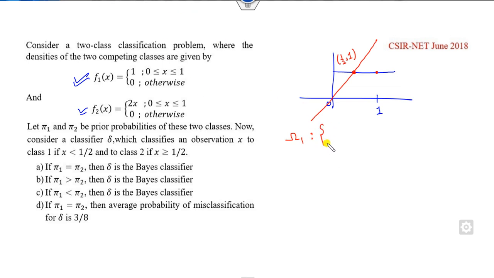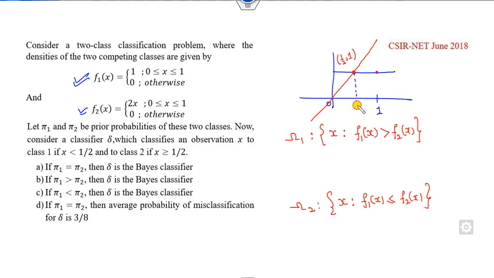You can consider all those x such that f1 of x is greater than f2 of x, while class 2 is the collection of all those x such that f1 x is less than or equal to f2 x. Now you can see graphically, this point is my half. When I consider 0 to half, this is my f2, this is my f1. You can see this value is always greater than this. It means x is in (0, half), because equality is not there. So this point does not belong to this.